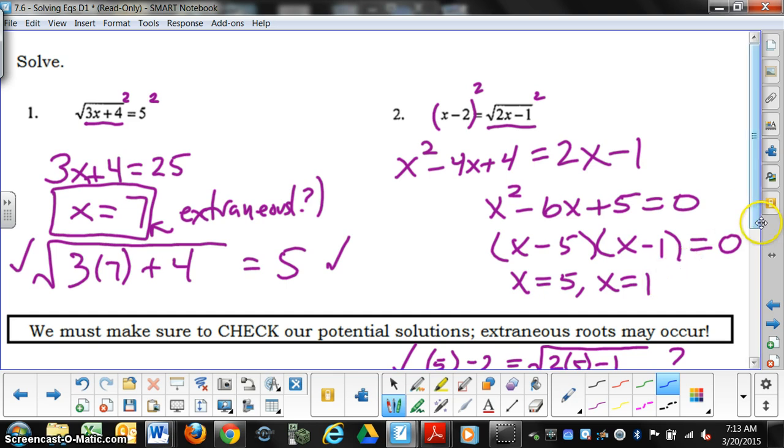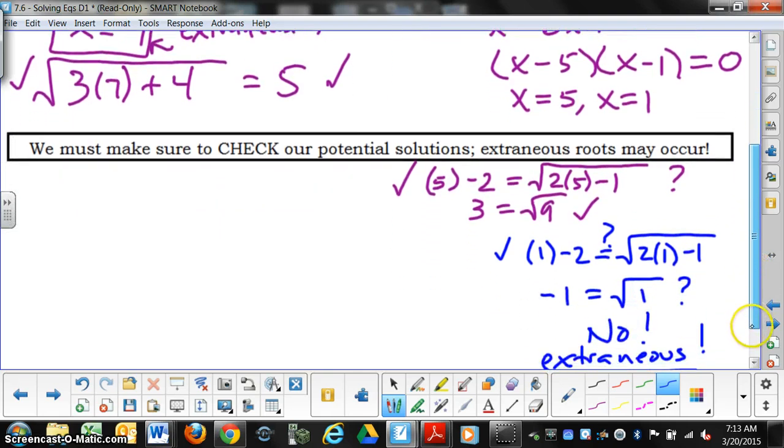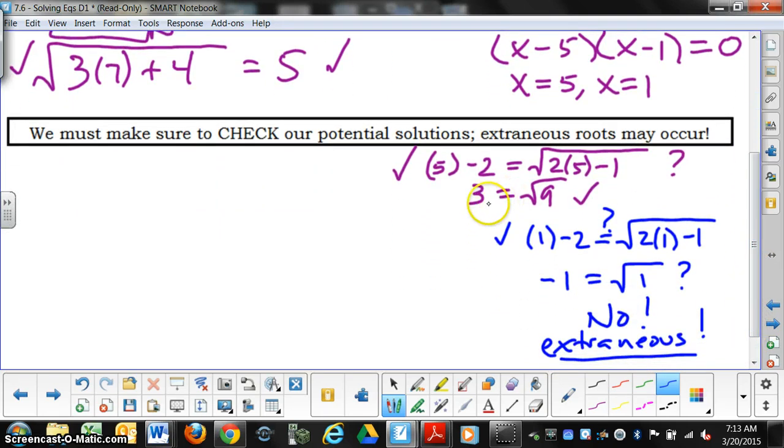If you did check to see if they were extraneous, then what you'll see is we'll have to eliminate one of these answers. Here in purple, I check 5. Is 5 minus 2 equal to the square root of 2 times 5 minus 1, and 3 equals the square root of 9? Check, so 5 is an answer.